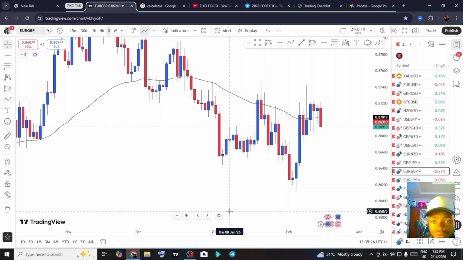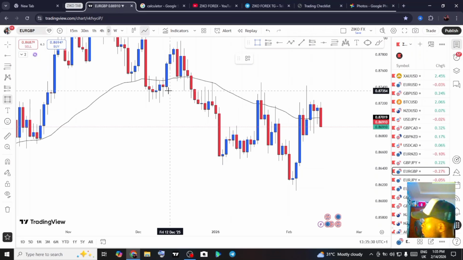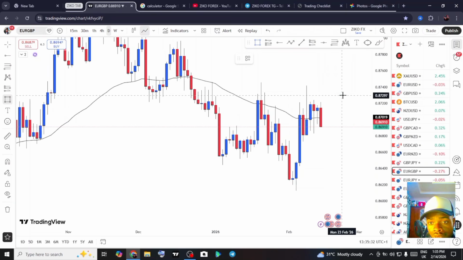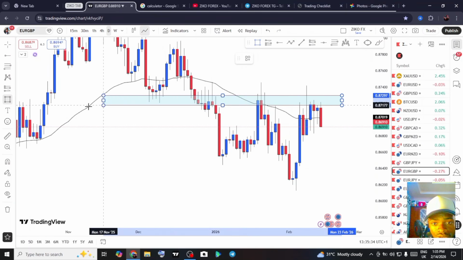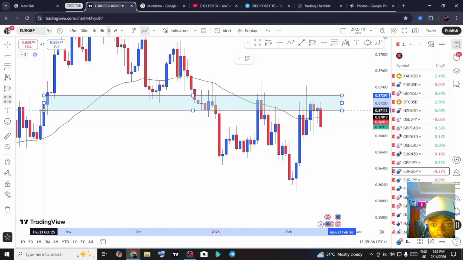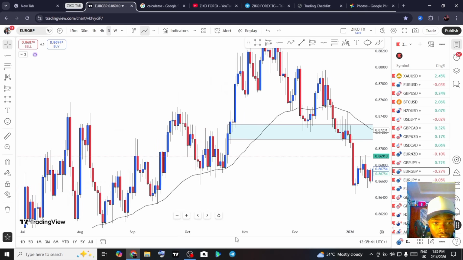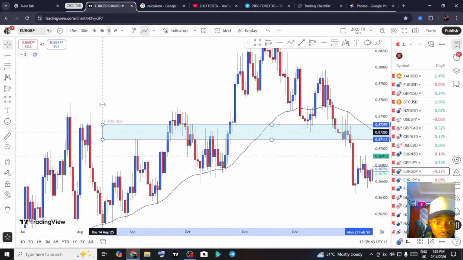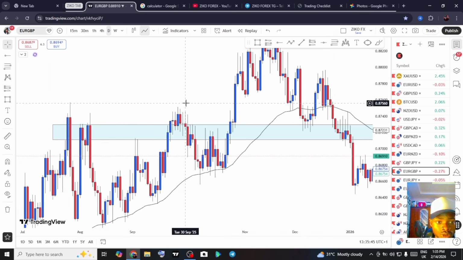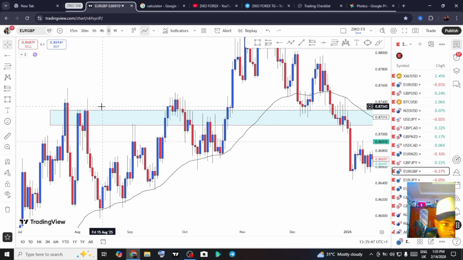Okay, so Euro GPP. Let's use this as our area of interest. One thing we noticed from this area is that price came around this area and rejected down strongly.